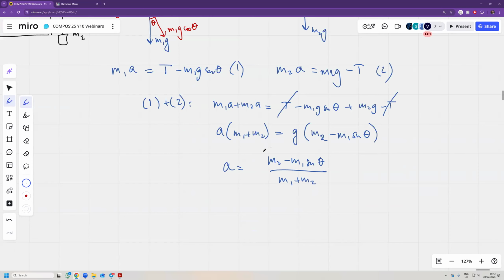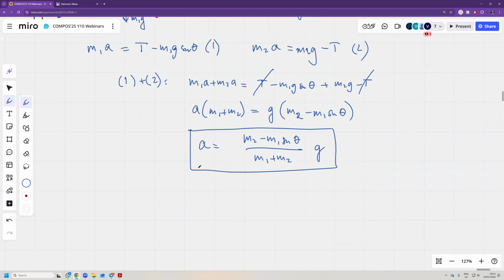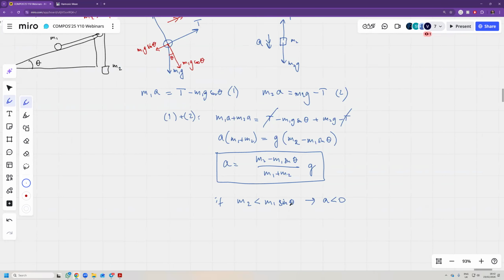m2 minus m1 sine theta divided by m1 plus m2. Once again, it is a fraction of the total mass, multiplied by g. And also, if m2 is less than m1 sine theta, then acceleration is going to be negative. So it means it's just going to go backwards. So the equation still makes sense, even if we don't assume that m2 is heavier.